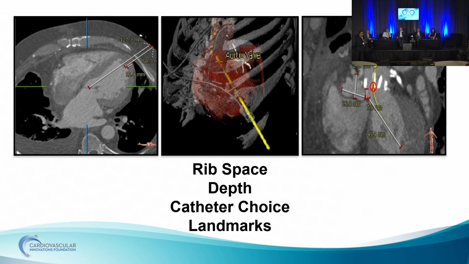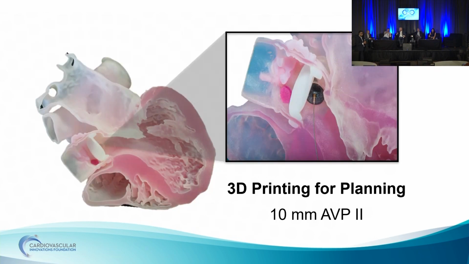And to plan the transapical, again, we used that CT to help understand where that true apex is and which rib space it's actually going to be in, whether or not that's going to be completely accurate. Again, it's just more about preparation: know what you're expecting, how much subcutaneous tissue you're going to be going through, and more or less it just helps with landmarks.